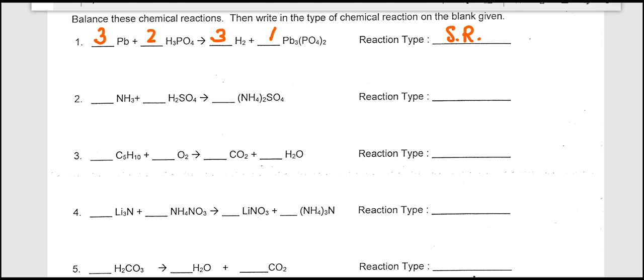Okay, now in this equation we have 2 of these ammonias, so I'm going to put a 2 here to give me 2 nitrogens. That gives me 6 hydrogens here, and 2 is 8 hydrogens. So actually I'm good. I just need to put 1s here and I've got it. This is a combination reaction. 2 things combine to make 1.